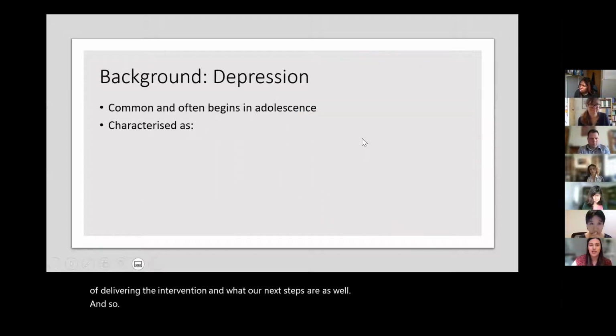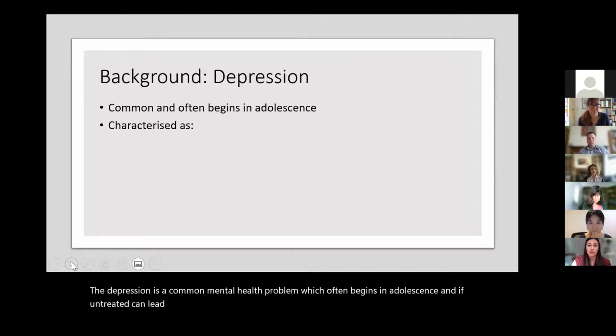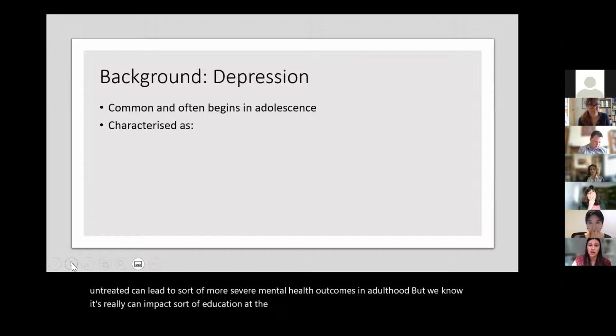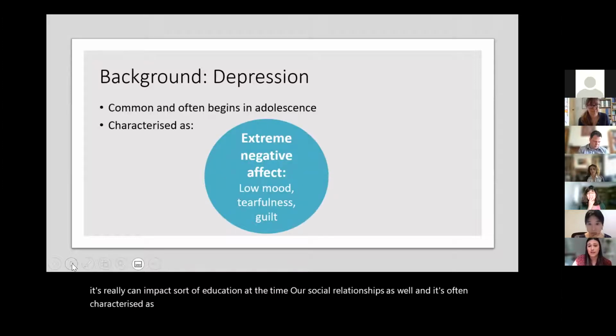So depression is a common mental health problem, which often begins in adolescence, and if untreated can lead to more severe mental health outcomes in adulthood. But we know it can impact education at the time, and our social relationships as well. It's often characterized as extreme negative affect, things like feeling low in mood, tearfulness and guilt. I think that's something we often think about when we hear depression.